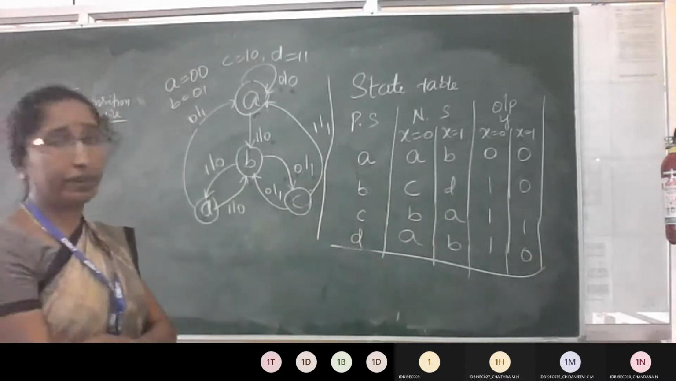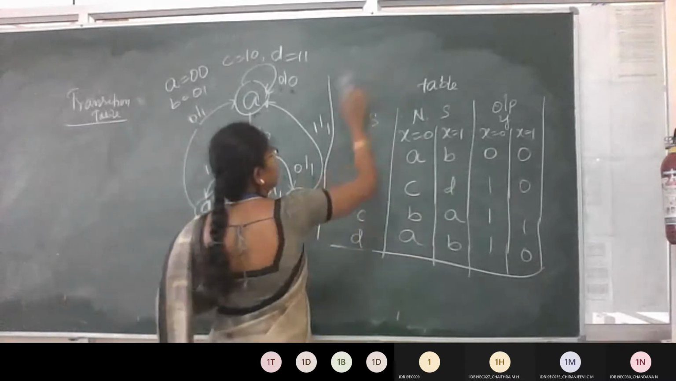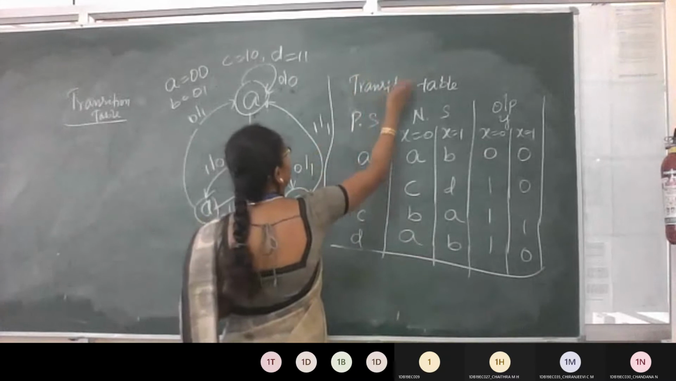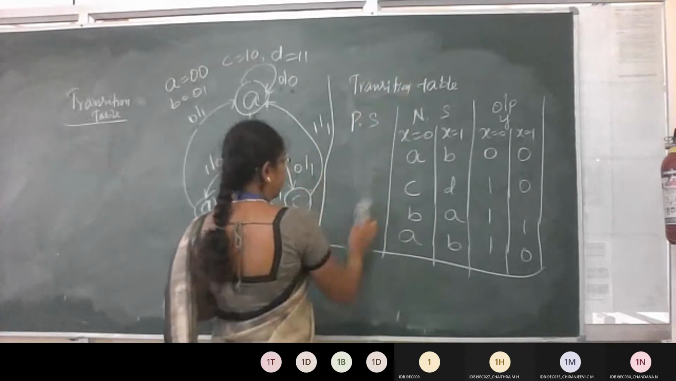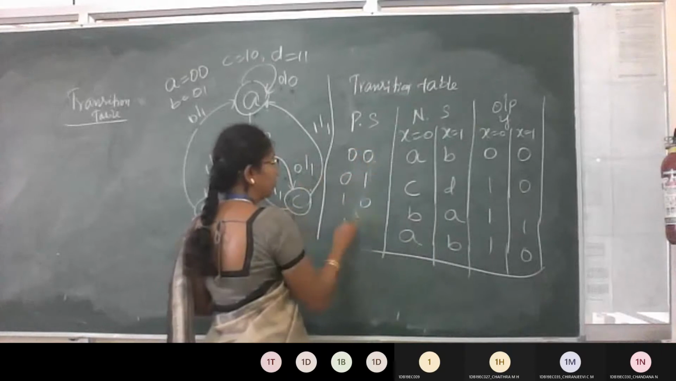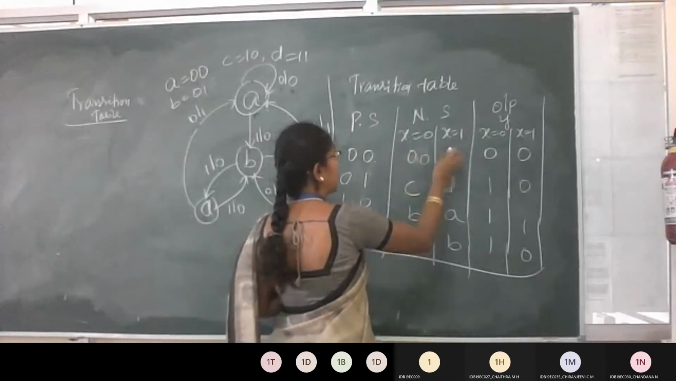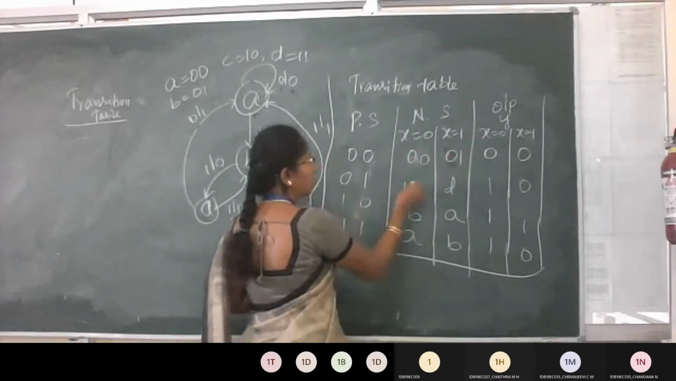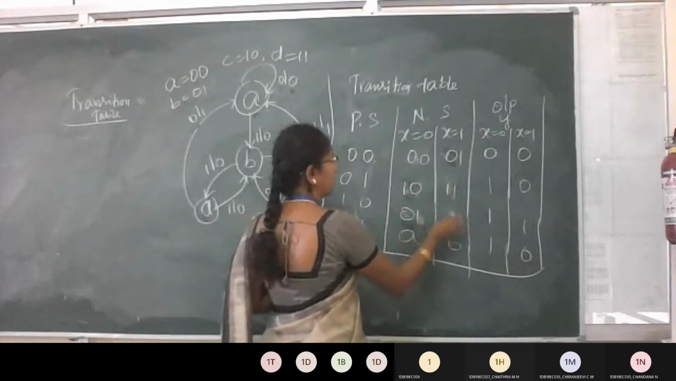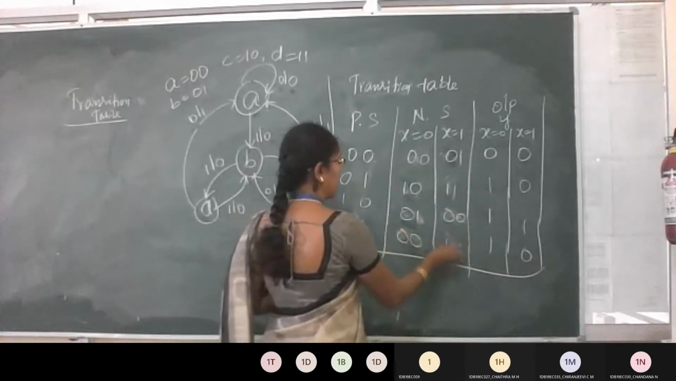Just replace wherever A is 0 0. So let me change here only. So, transition table: 0 0, 0 1, 1 0, 1 1. Similarly, A means 0 0, B means 0 1, C means 1 0, D means 1 1.